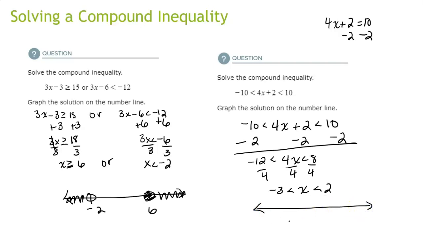This one's an in-between, not an out-between. We want to show that the small number is on the left, the big number is on the right. You should have done 2 open circles because there's no equal signs, and we shade in the middle to show that this is in between -3 and 2.